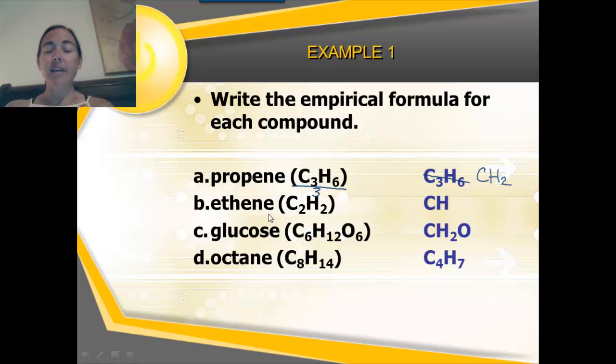Now for the second compound, ethene, C2H2, you could divide each one of those by 2, and you get C1H1. The glucose, you could divide each one of these subscripts by the number 6, and you'll get C1H2O1. Remember, those ones are understood. And then finally, octane, like in gasoline, if we divide by 2, I think that's going to give us the lowest ratio. We get C4H7. You can't reduce that any further. So it's like dividing by the greatest common factor in math and getting the lowest ratio possible.